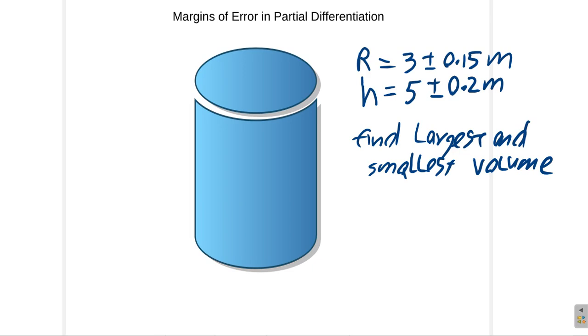The fact is, we have two methods that we can use. You could use the extreme values, that means the highest radius and highest height, as well as the lowest radius and lowest height. But we could also use partial differentiation, and partial differentiation will be more accurate than just using the extreme values to calculate the highest and the lowest volume, right?